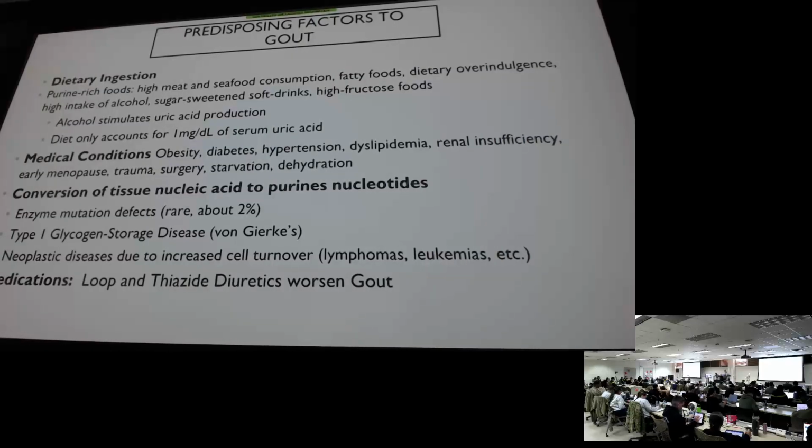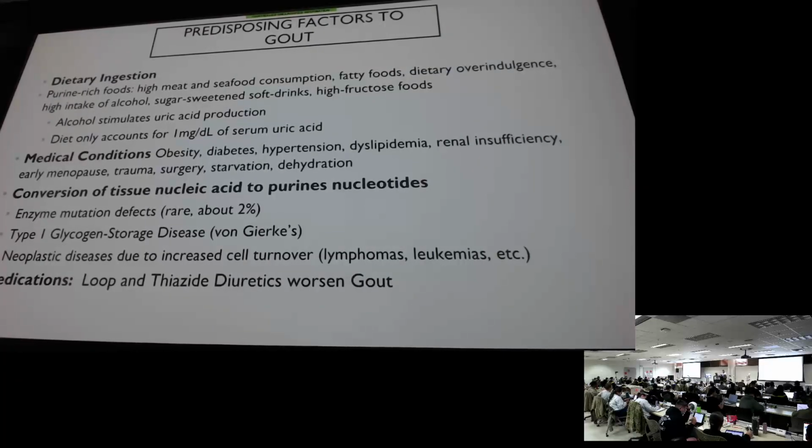They used to call gout the disease of rich men and kings, right? And you can see that by the dietary ingestions that cause it. Purine-rich foods, meat, seafood, red meat and seafood, wine, fatty foods, alcohol, sugar-sweetened soft drinks for the modern kings, right? And high fructose foods. But just think, if you read back in history, it used to be like a badge of honor, right? Oh, I have gout. I'm great. I'm upper class because I got gout. I can eat like a king.